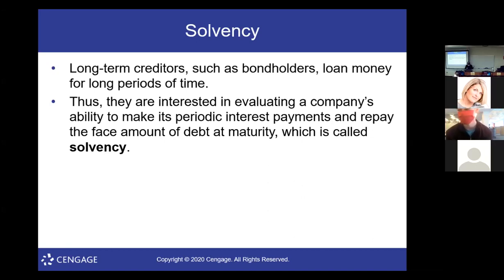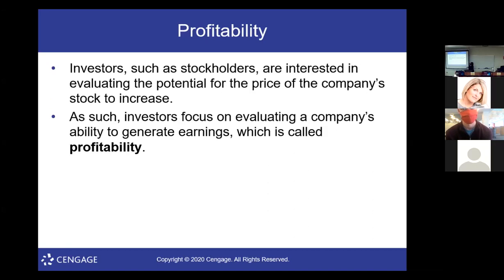So liquidity is a short-term measure that tells us, can the company pay its short-term obligations as they become due? And solvency is more of a long-term way that investors can see if the company is able to pay its interest and principal payments.